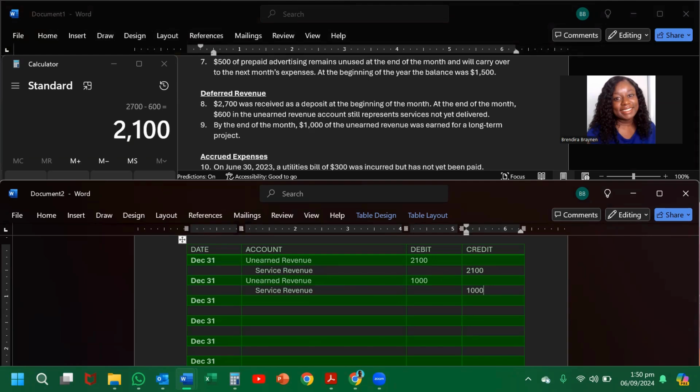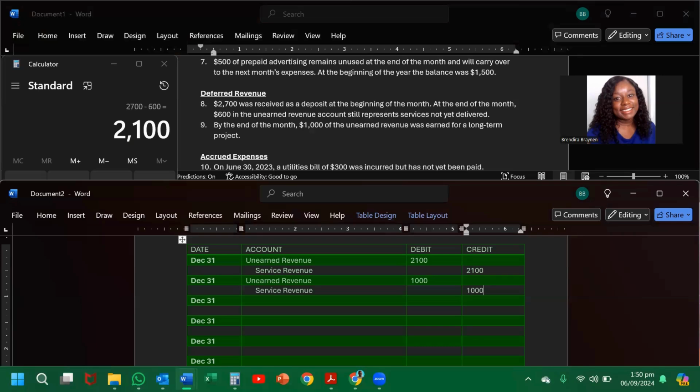Whenever we have deferred revenue transactions involving unearned revenue and revenue, just know that we are simply shifting from the liability account to the revenue account. If I had 2,700 in the unearned revenue account, I need to reduce that account by $2,100 so that it can be correct at $600 at the end of the month. That's the first example. In the second example, they don't tell us what the beginning and the ending balance is. They just tell us we've done $1,000 worth of work. That is now our revenue.